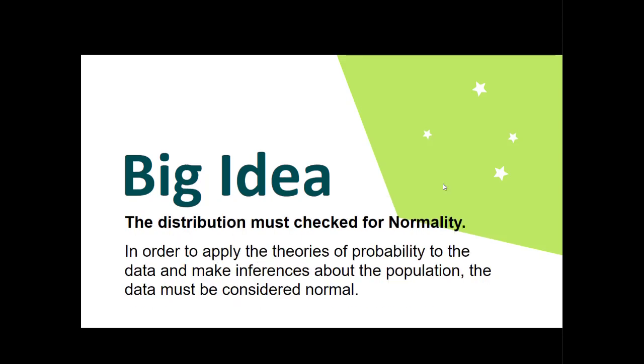In order for us to apply the theories of probability to data that we've collected and make inferences about the population, the data must be considered normal. So that's why we check over and over and over again, because we need very strong, reasonable belief that the data is normal and we can apply these theories.